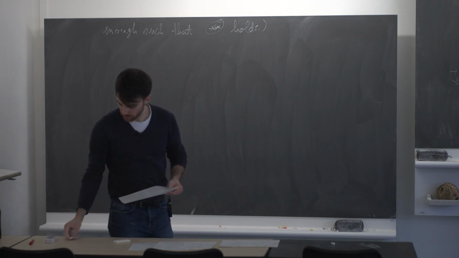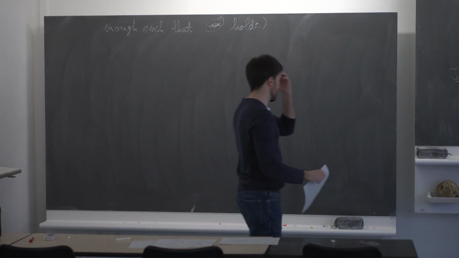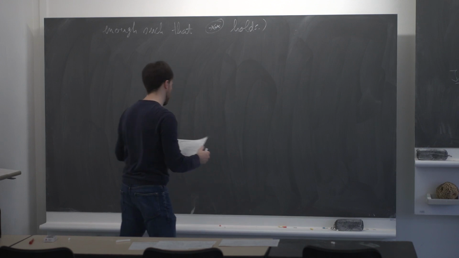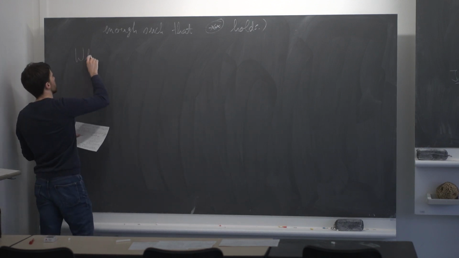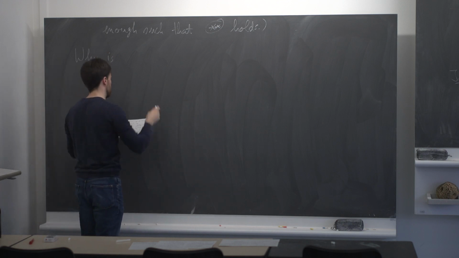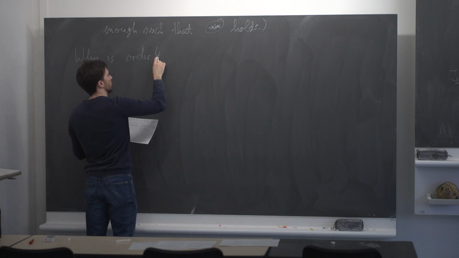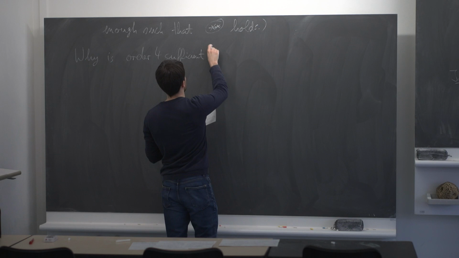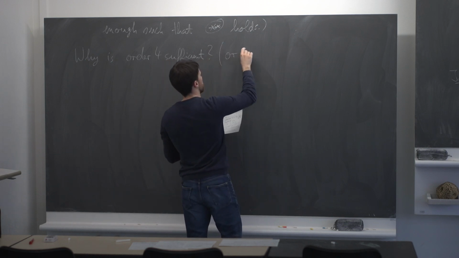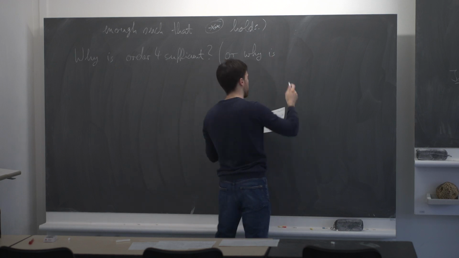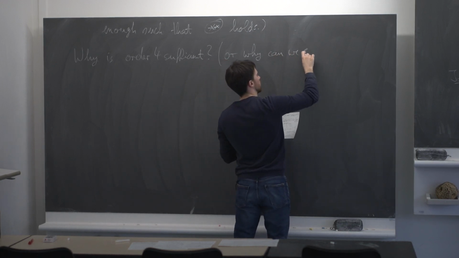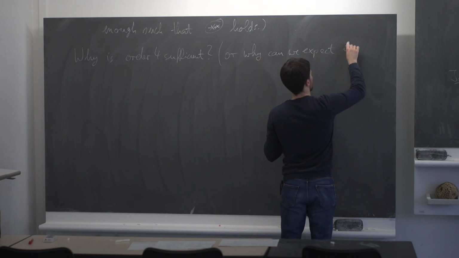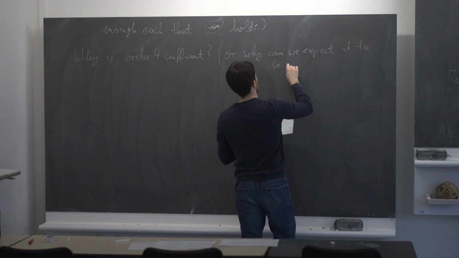Now I want to look at how high we have to choose this order, and why the fourth order is correct. So that's the second part here. Why is order 4 sufficient? Or maybe the more precise question is, why can we expect the fourth order to be sufficient?